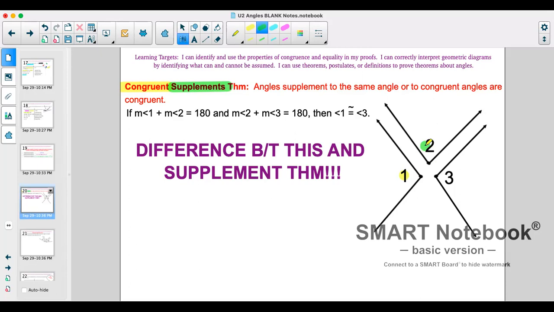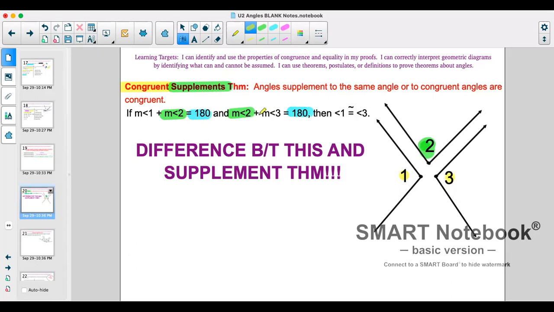Now, what if I also told you the measure of angle 2 and the measure of angle 3 are supplementary angles? They add up to 180 degrees. Well, angle 2 has to be the same measure in both of those statements, because it's angle 2. It's the same diagram we're referring to, same problem. 180 degrees is 180 degrees.